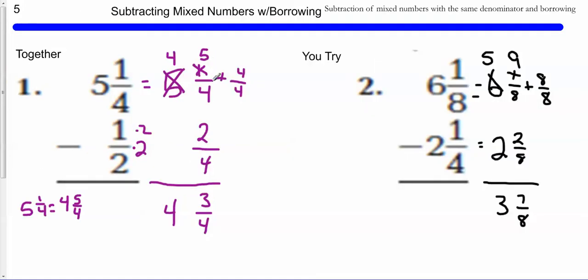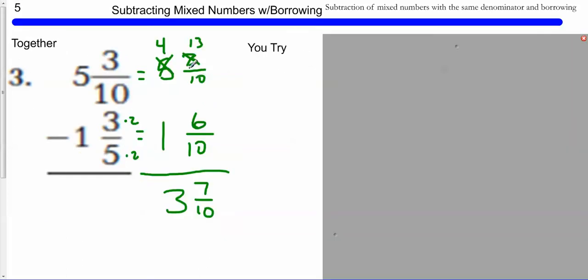You'll notice on these two, I didn't have 4 and 11/4. I did not have 6 and 11/8. No, denominator plus numerator. That's the key to success. Denominator plus numerator. Do that shortcut and you'll be just fine.